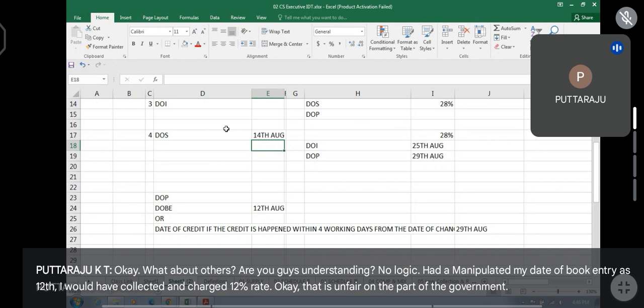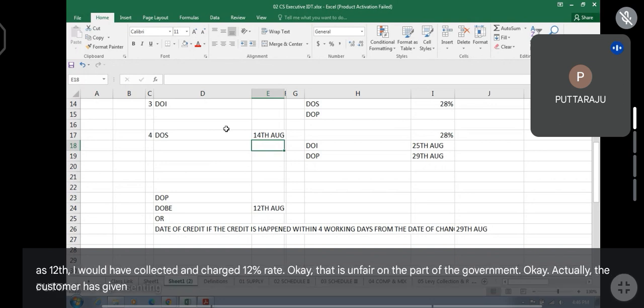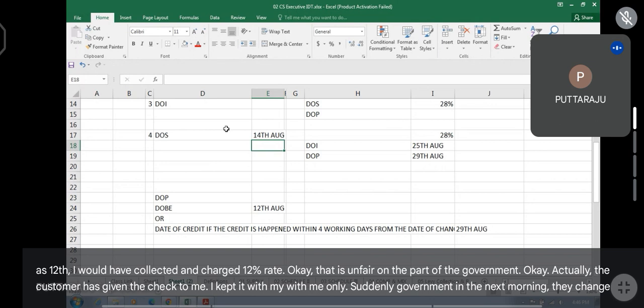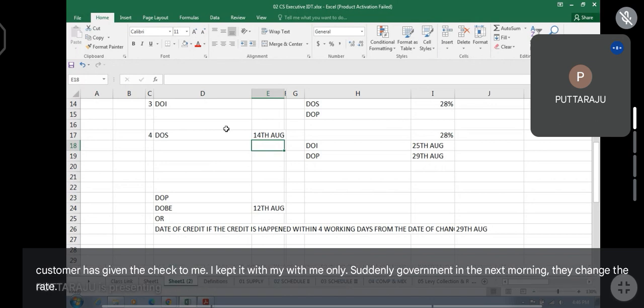Yes, sir. Had I manipulated my date of book entry as 12th, I would have collected and charged the 12% rate. Okay, that is unfair on the part of the government. Actually, the customer has given the check to me. I kept it with me only. Suddenly, the government in the next morning changed the rate. I went into the bank and deposited the check for clearance.